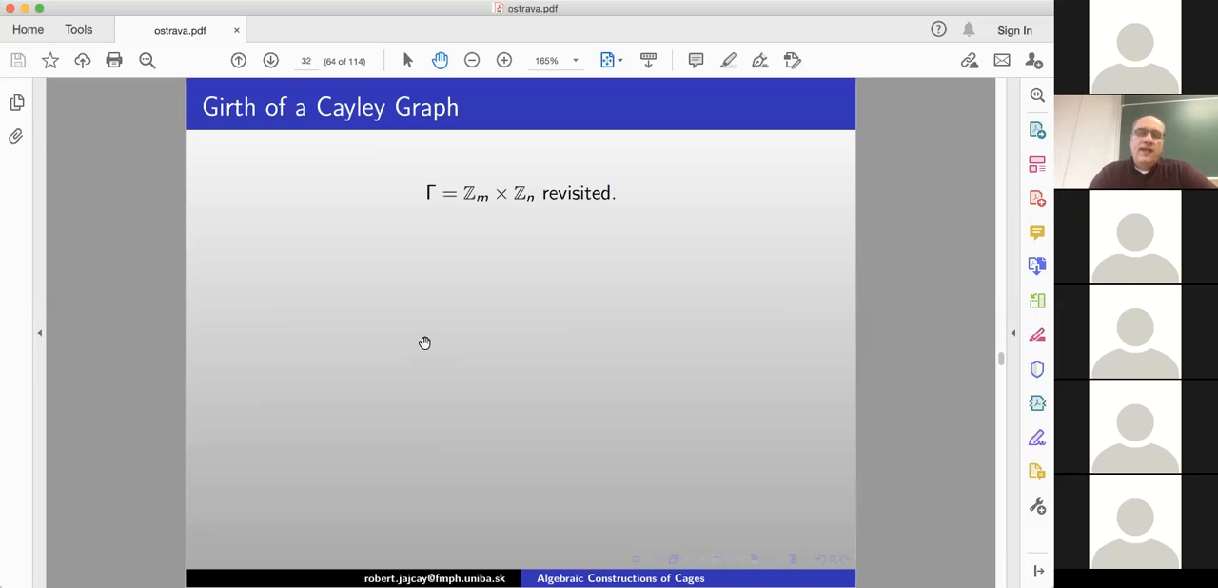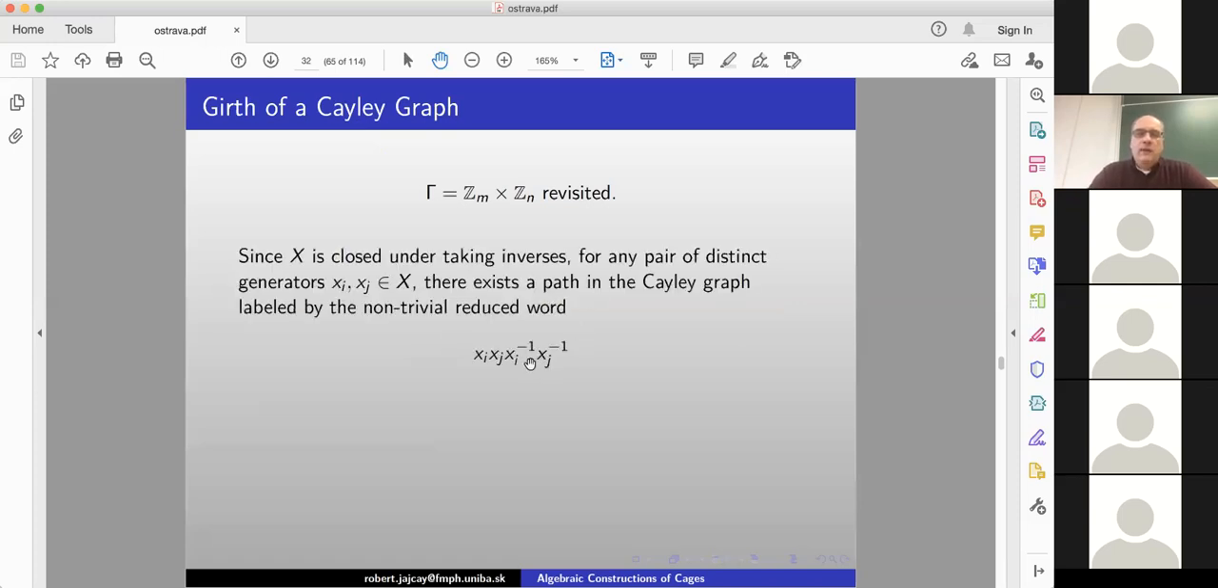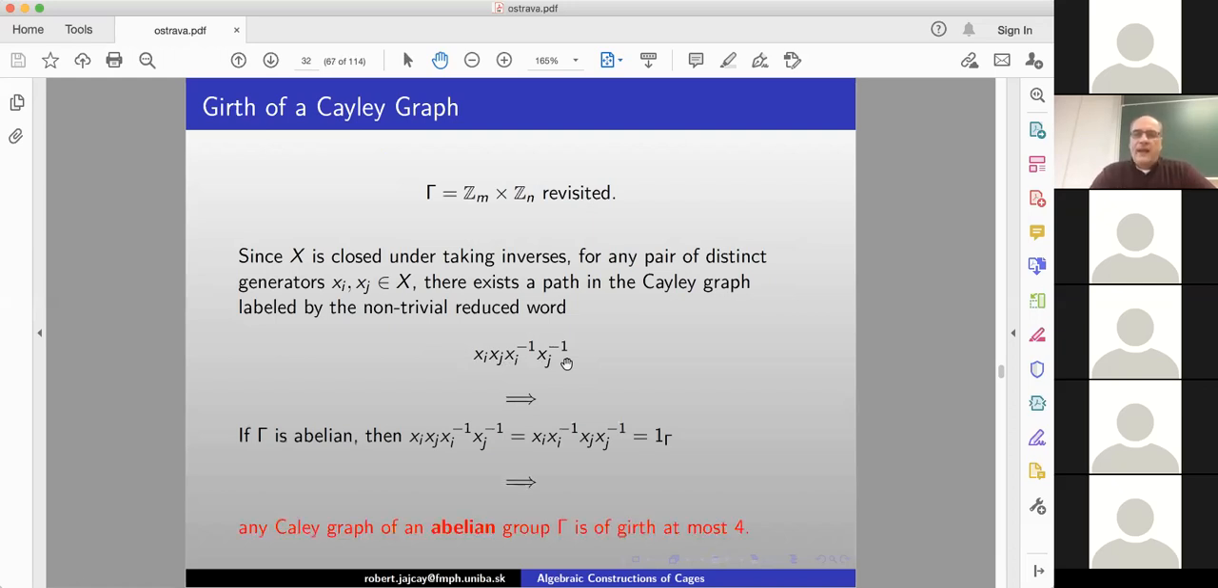When you look again at the example I started with, I will not have to work hard to convince you. You take x_i x_j times the inverse times the inverse. This is reduced because I don't have an element immediately followed by its inverse. But since this group is commutative, I can move this around, and this word is equal to 1. And so the girth of this is at most 4. And in fact, it's not shorter, so it's exactly 4. As you could see in the structure, the graph consisted of 4-cycles. So abelian groups are bad for constructing large girth graphs.